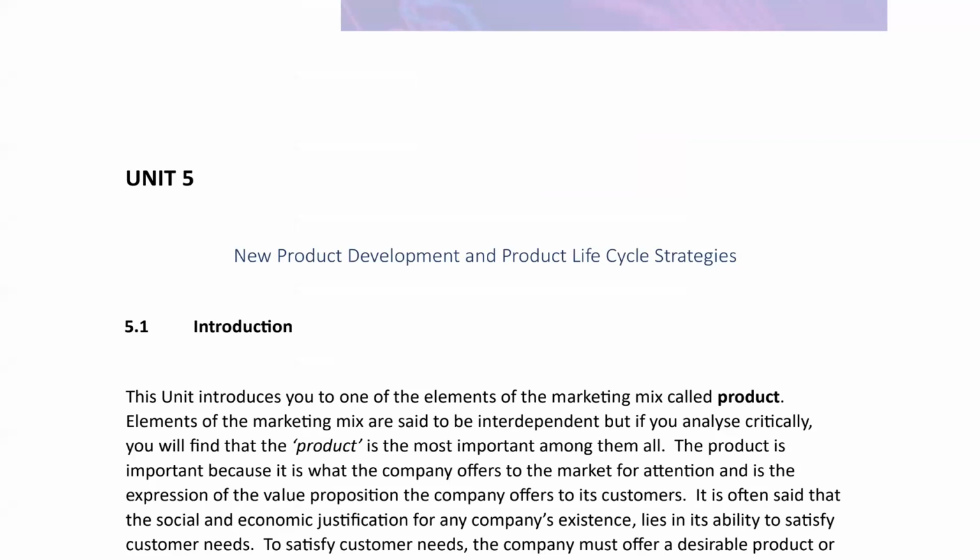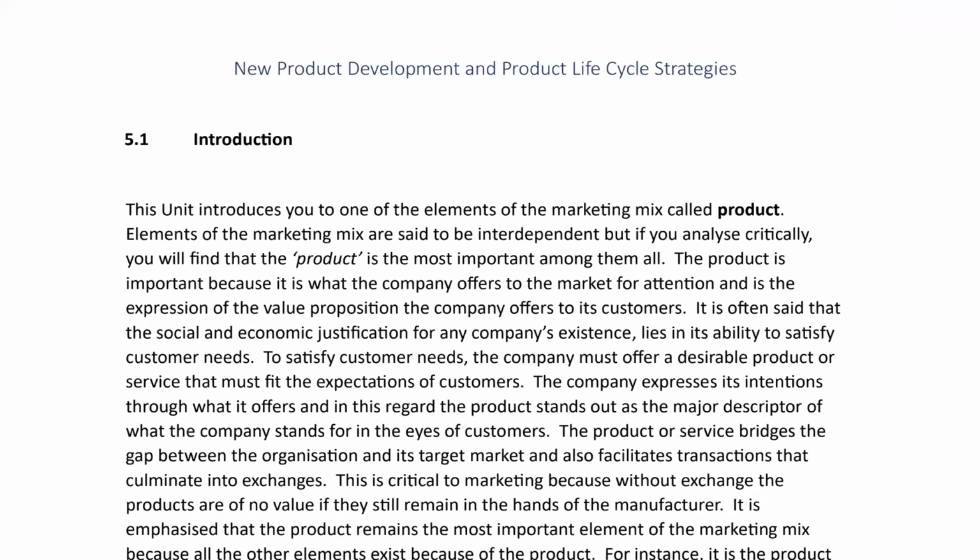Business, sales and marketing. We're looking at the fifth unit, unit number 5, where the focus of the study is new product development and product life cycle strategies. Let's look at the idea or the concept behind new product development and the product life cycle strategies.